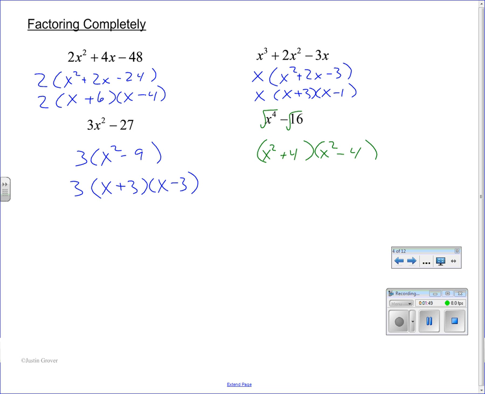But x squared minus 4, however, that is a difference of two squares because of the minus sign between, so that can be factored again to x plus 2, x minus 2. And we have to bring down the x squared plus 4. So factoring completely means factoring more than once, sometimes twice, sometimes multiple times. You always want to start by looking for a GCF, but sometimes it could be a difference of squares a couple of times.